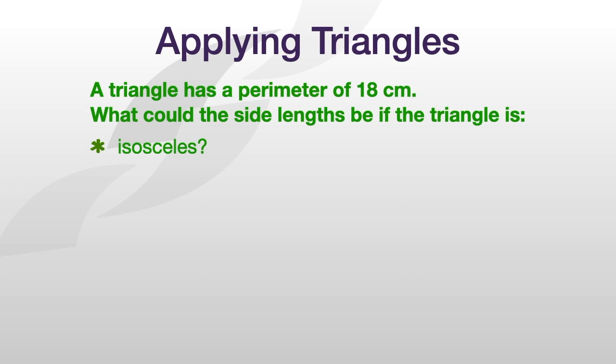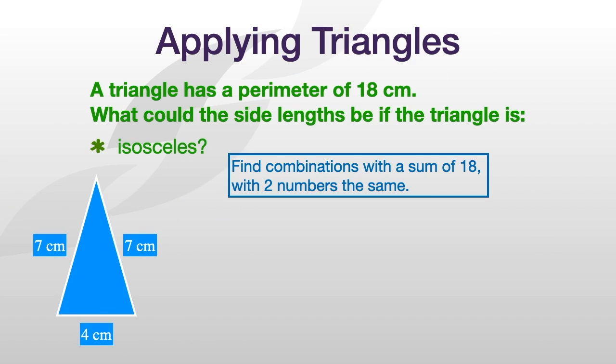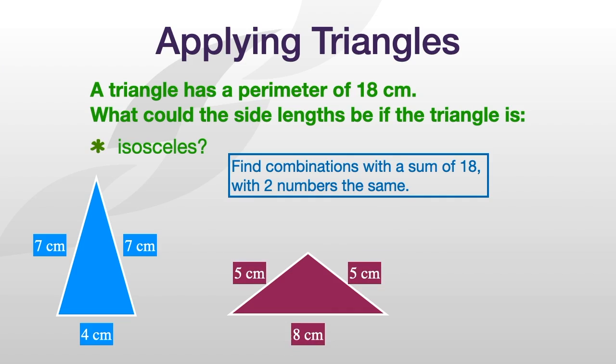There are many. But what must be true for all of them is that the three sides must add up to 18 centimeters, and two of the sides need to be the same length. One such triangle has 7, 7, and 4 centimeters. Another one has 5, 5, and 8 centimeters.